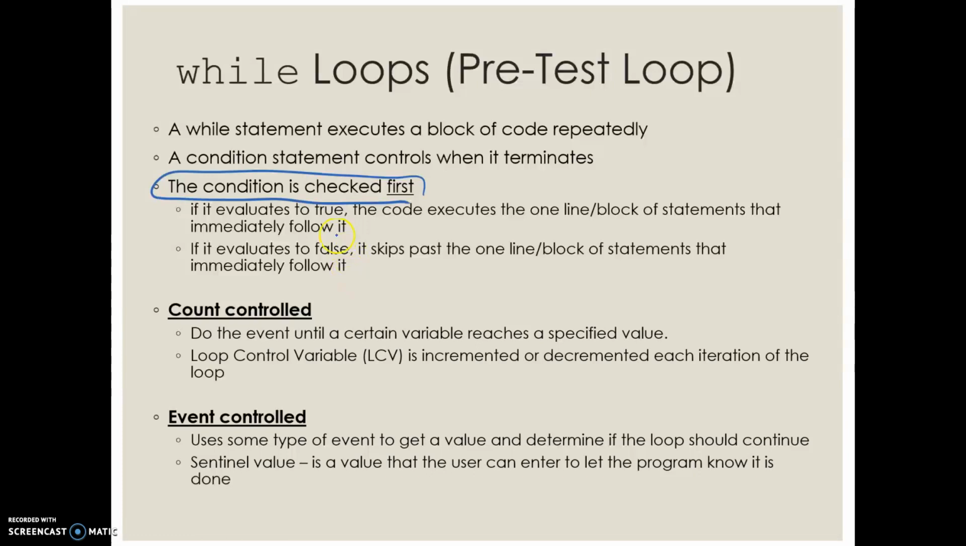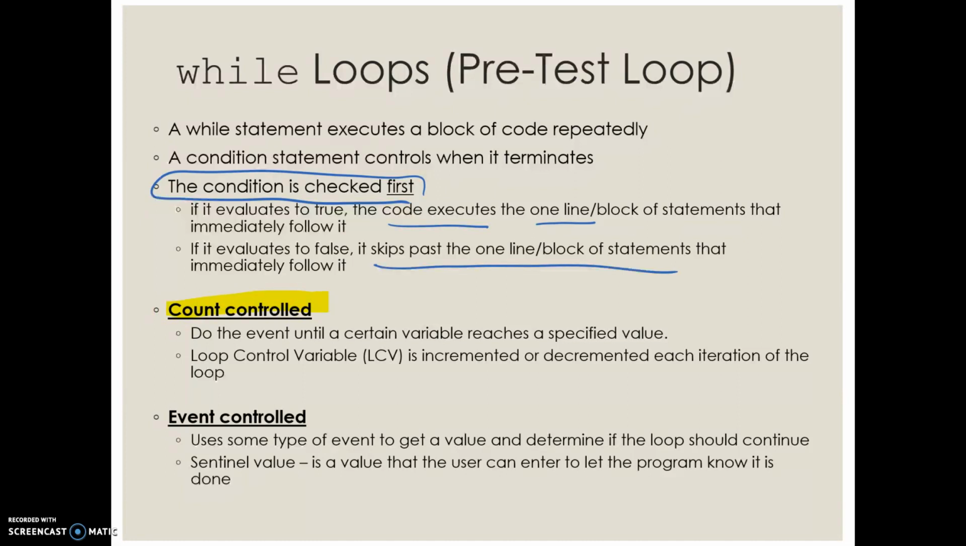If the condition it evaluates is true, then the code executes one line or block of statements at a time. If it is false, it skips all of the statements, either that one line or that whole block of statements that immediately follow it. Now there are two different ways that we will run while loops.